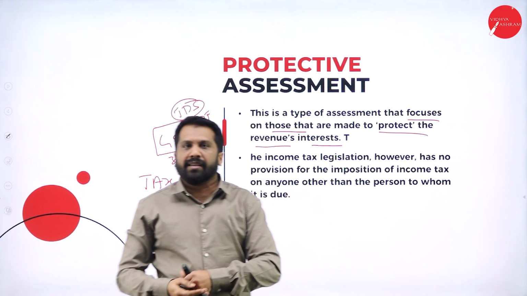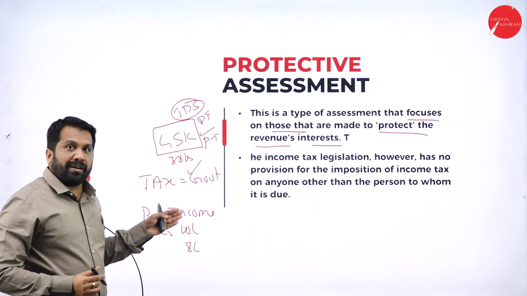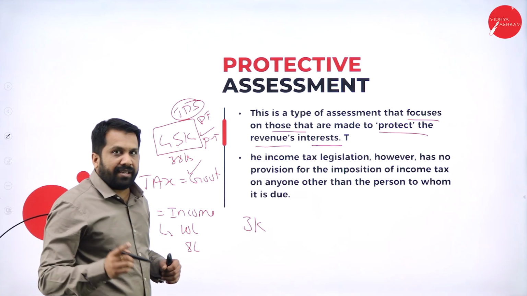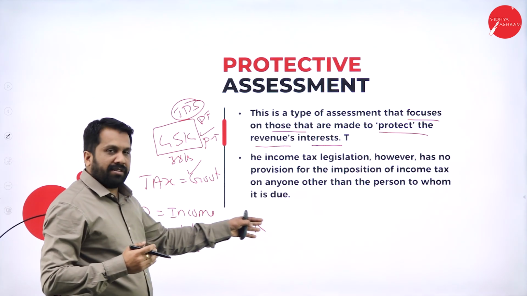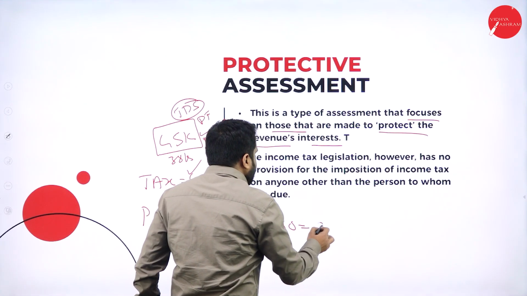The same thing, if you go to some Golgappa Wala, per day he earns 3,000. Per day he earns. After deducting all his expenses, his income is 3,000. Into 30 days. What is his income?